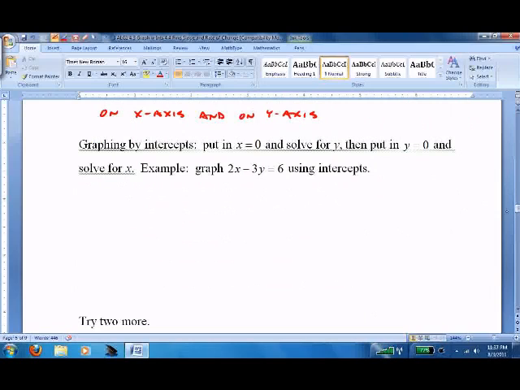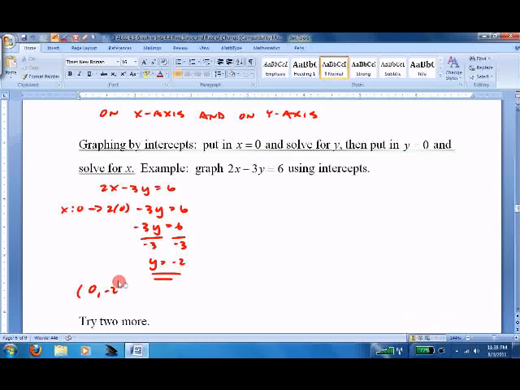So here's how we do it. You put in x equals 0 and solve for y, then you put in y equals 0 and solve for x. So you have 2x minus 3y equals 6. Let's start with x. We get 2 times 0, and I'm not going to write that out every time because it's always going to cancel. So we solve, negative 3y equals 6, divide by negative 3, y equals negative 2. Write out your point, (0, -2).